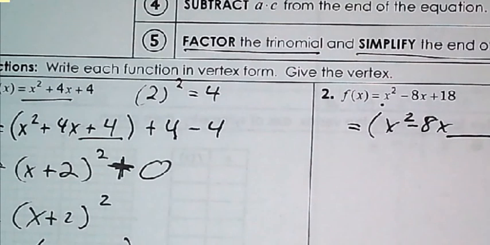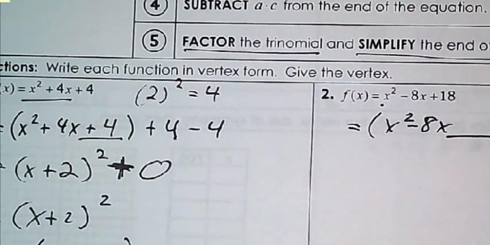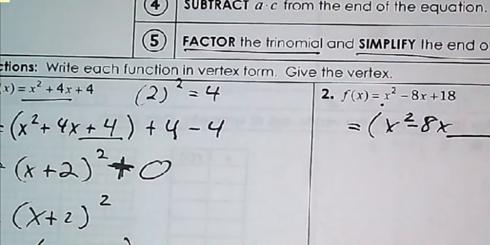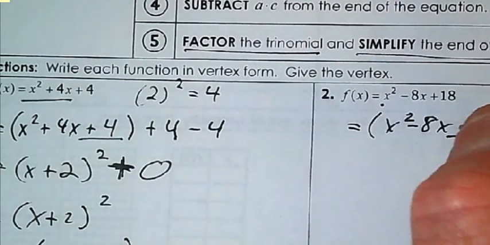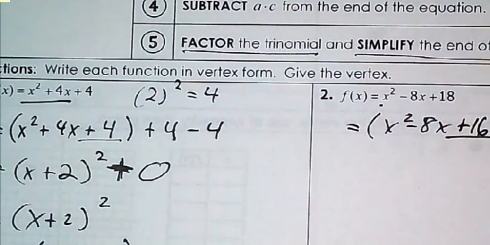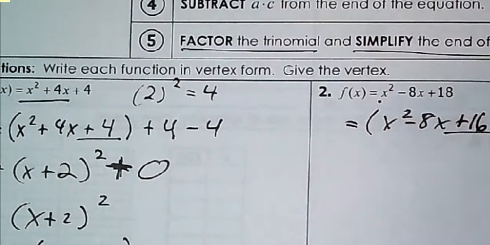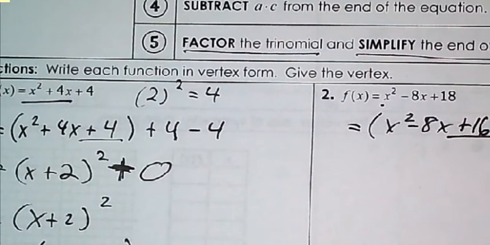Well, what's half of negative 8? Negative 4. And what's negative 4 times negative 4? 16. So I'm going to add 16 right here, and minus 16 out here, because I've got to stay balanced.